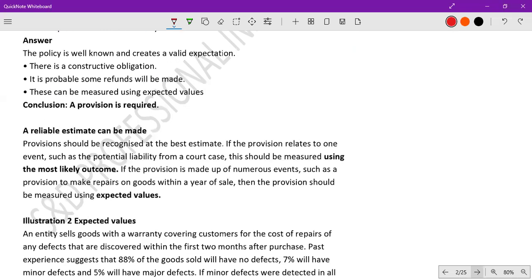All right. So when we say a reliable estimate, we are talking of the most likely outcome. The most likely outcome. So if the provision is made on several events, with the probability of this occurring being 10%, this and this, it should be based on the expected value.